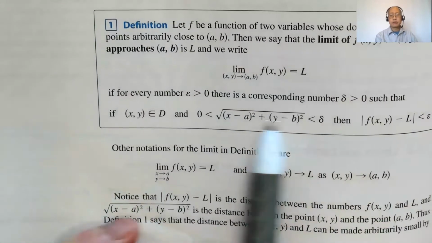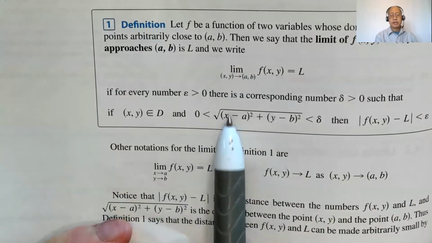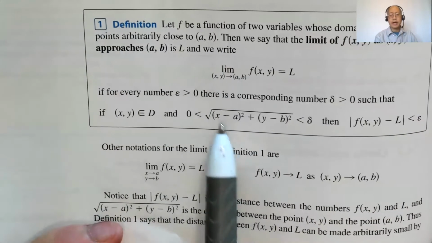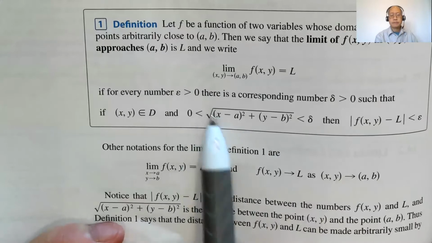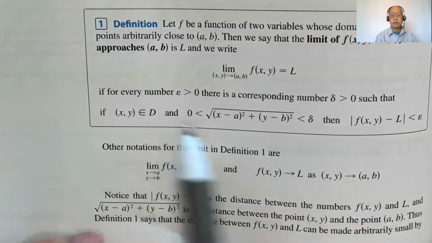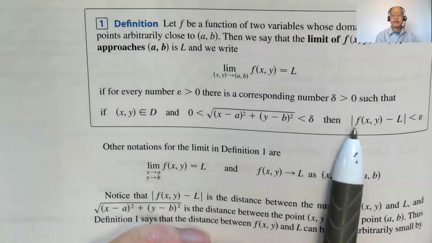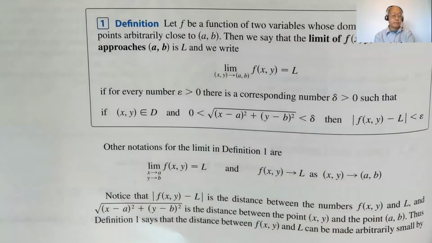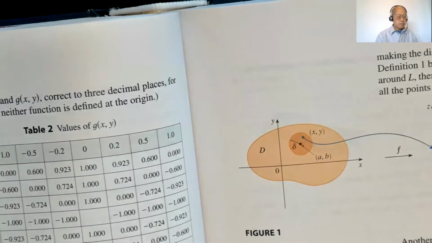Okay, and so here's the formal definition. Basically, (x, y) is close to (a, b) means the distance is less than delta, except the distance is not 0. And then the absolute value of f(x, y) minus L is less than epsilon. Right, so we have that.